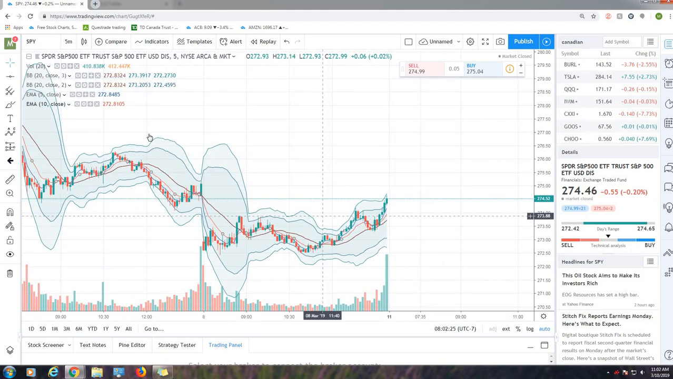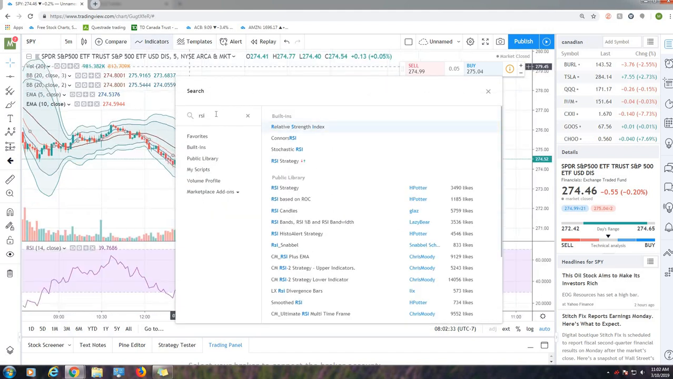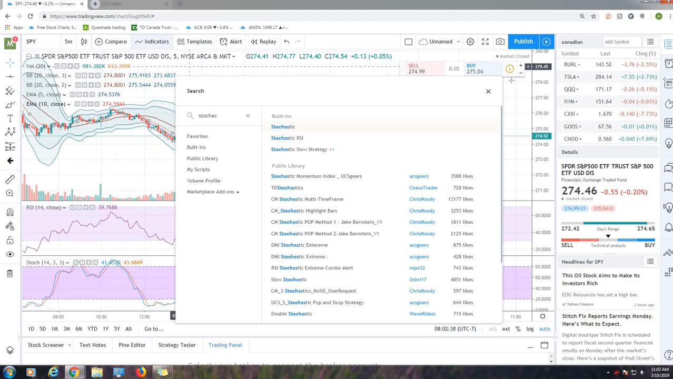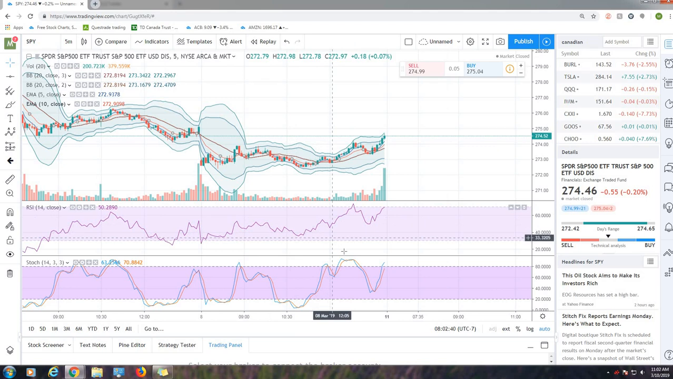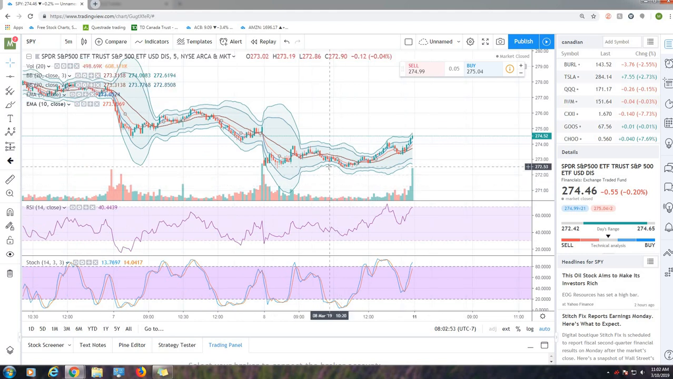Okay, so after that I use the stochastic and the RSI. I'll add in the RSI and the stochastic. The stochastic and the RSI function very similarly. They have slightly different values, and sometimes one will lead the other or vice versa. I'll explain more in depth how they're created in another video.